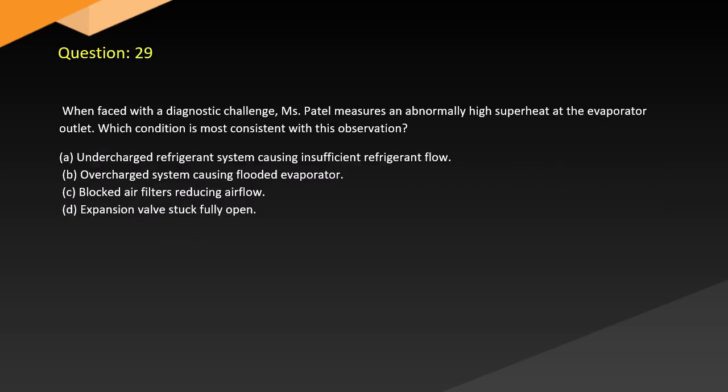Question 29. When faced with a diagnostic challenge, Patel measures an abnormally high superheat at the evaporator outlet. Which condition is most consistent with this observation? A. Undercharged refrigerant system causing insufficient refrigerant flow. B. Overcharged system causing flooded evaporator. C. Blocked air filters reducing airflow. D. Expansion valve stuck fully open.